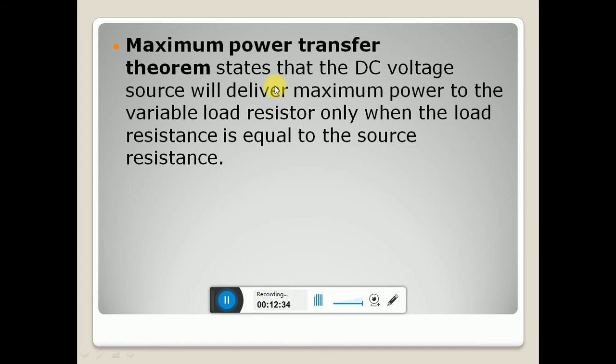So this is the maximum power theorem. It states that a DC voltage source will deliver maximum power to the variable load resistor only when the load resistance is equal to the source resistance. Here the cell will have some amount of internal resistance. If that internal resistance is equal to the external resistance, then the power transferred by that cell will be more. That cell can serve more amount of power when its internal resistance is equal to the external resistance of that load. So that is the maximum power theorem.